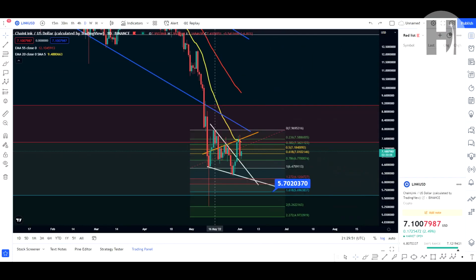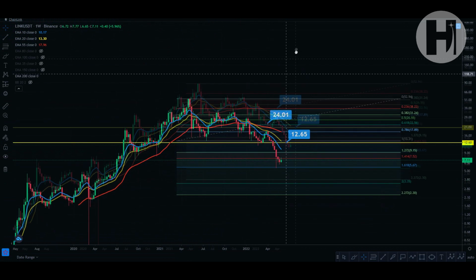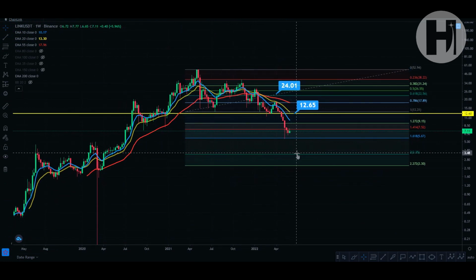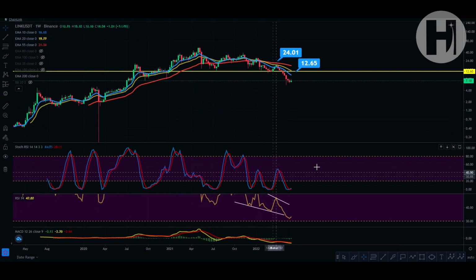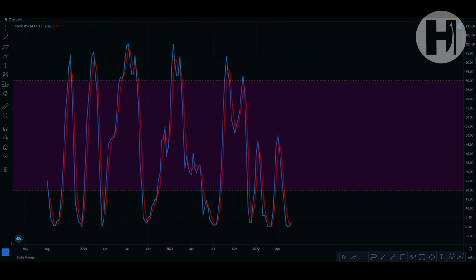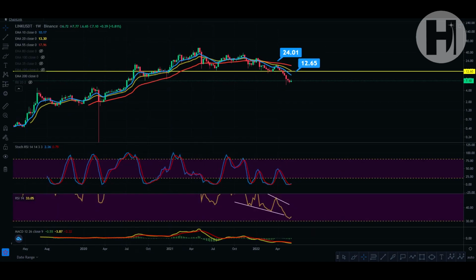Let me just switch over. There we go. So the exact same fib retracement here. I'm going to remove it right now. We do not need that. Okay. And what I do want to take a look at is on the daily. Is this the daily chart? This is the weekly chart, I should say.